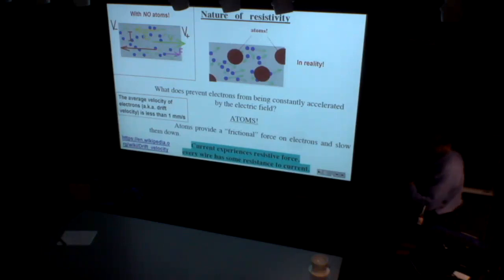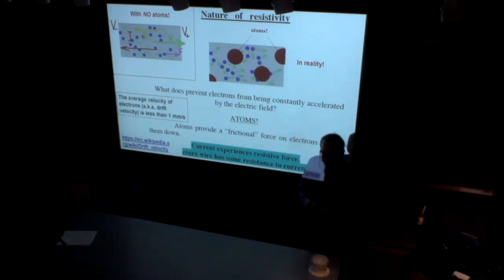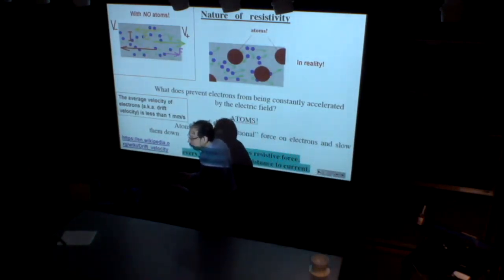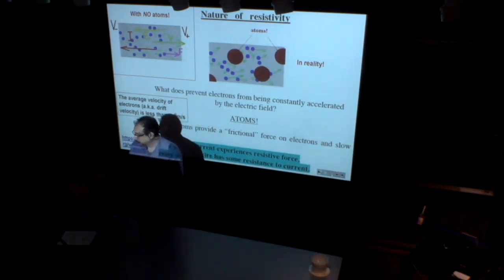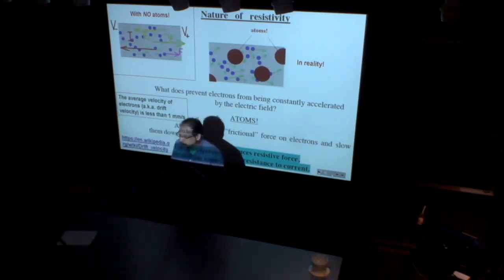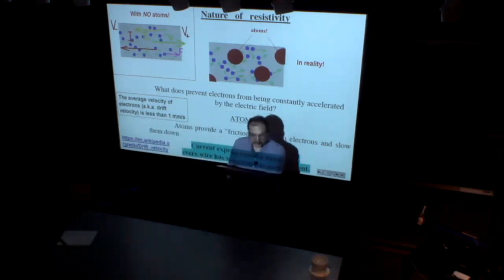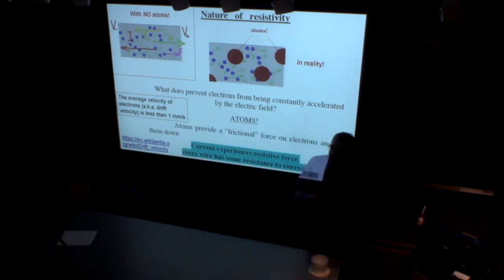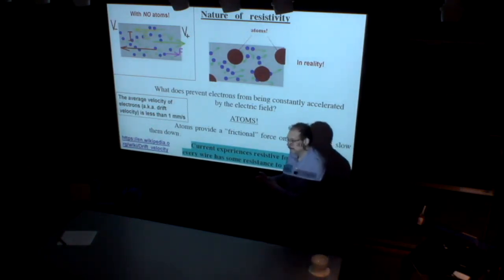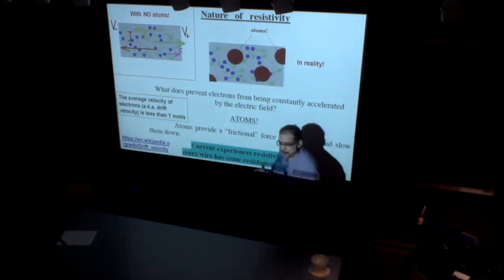Now, if we have a charge placed in an electric field and nothing else would be acting on it, because of the force, it would be accelerating. F equals ma. And acceleration means it would have been traveling faster and faster forever. That's not happening. Why? Well, because every wire also has other parts. The nucleus is much heavier than an electron, so every electron collides with a heavy nucleus and gets bounced back. Then the electric field picks it up again and starts speeding it up, but then it collides again, bounces back. So that's why the drift velocity actually is very slow.